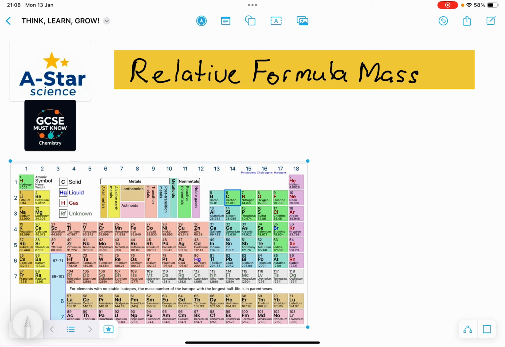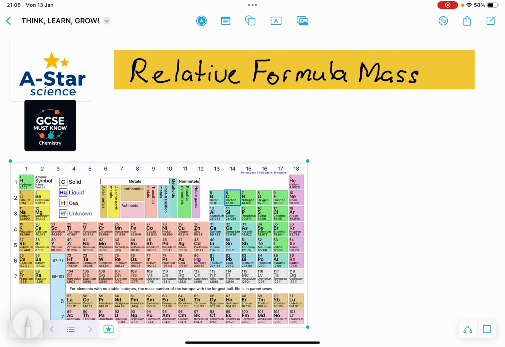Okay, today we're going to learn about relative formula mass. Relative formula mass is something that they always ask about in exams. Very important. And the foundation of it comes from the periodic table, which we have down here to the left. So let's just take a look at a basic molecule, for example.